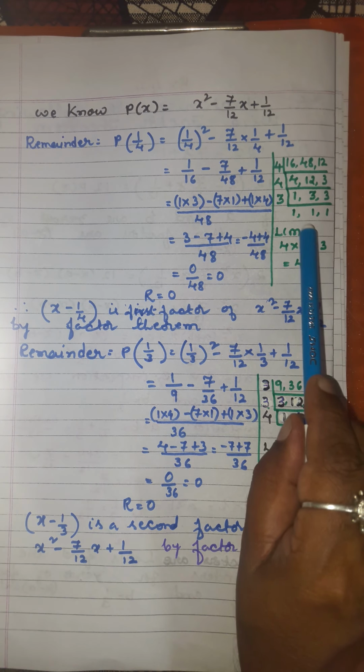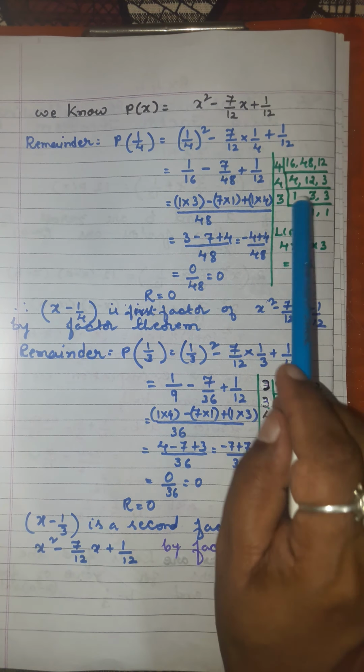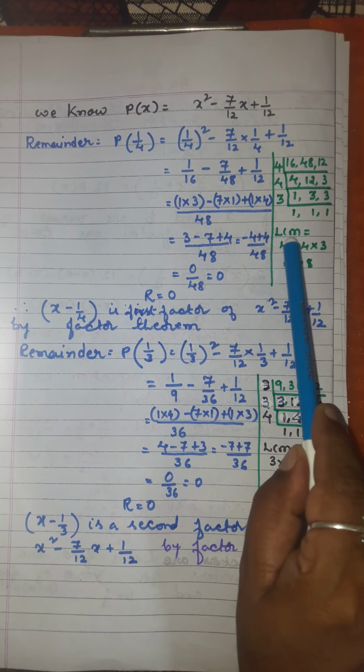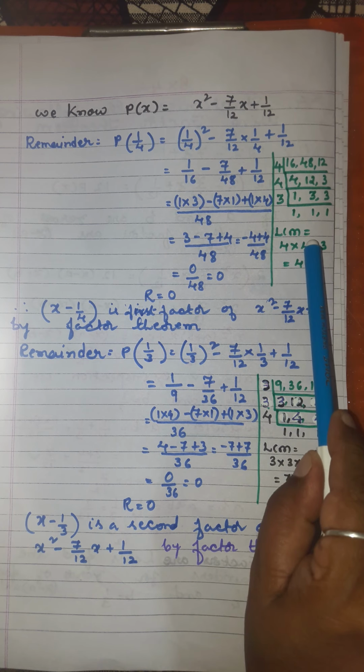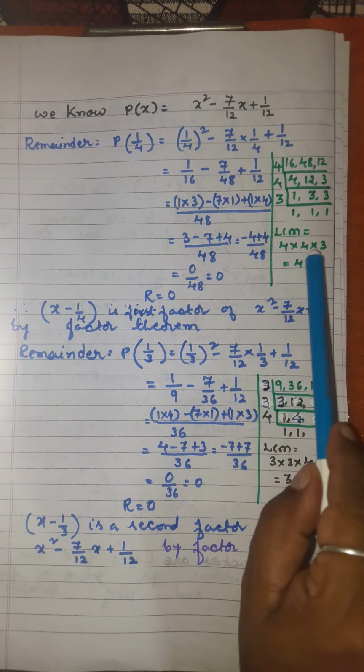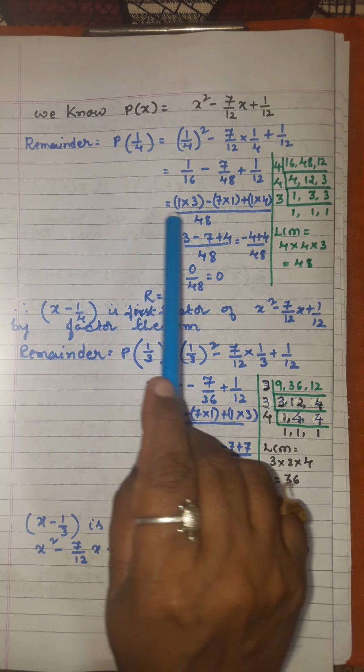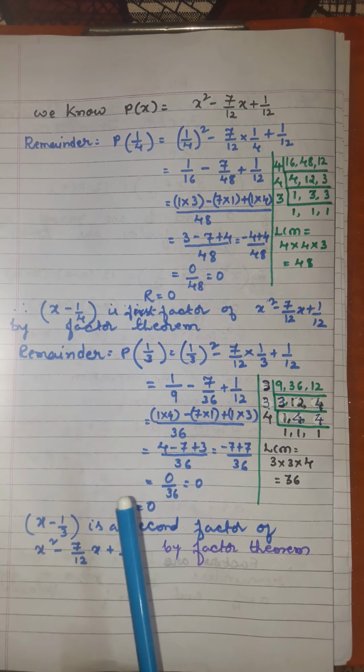Now LCM is equal to the product of the common numbers 4, 4 and 3. 4 times 4 is 16, 16 times 3 is 48. So 48 is the LCM. You write it below the fractional line.